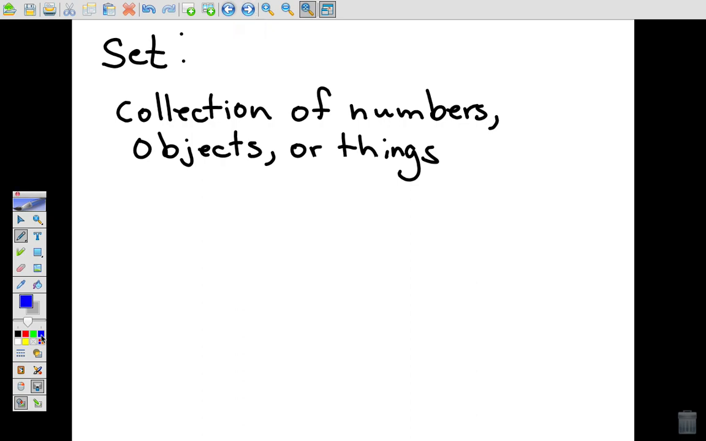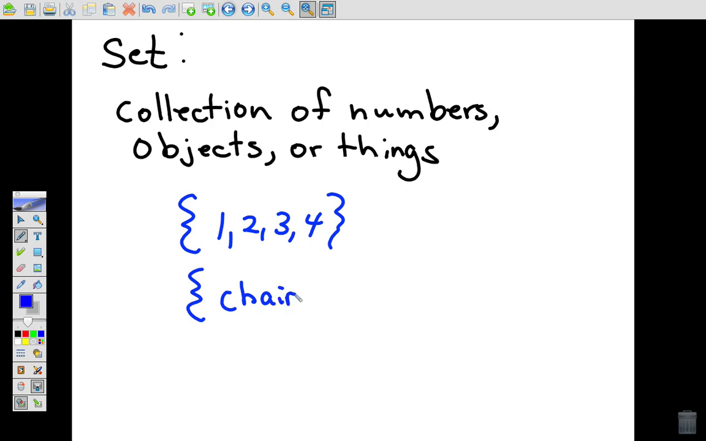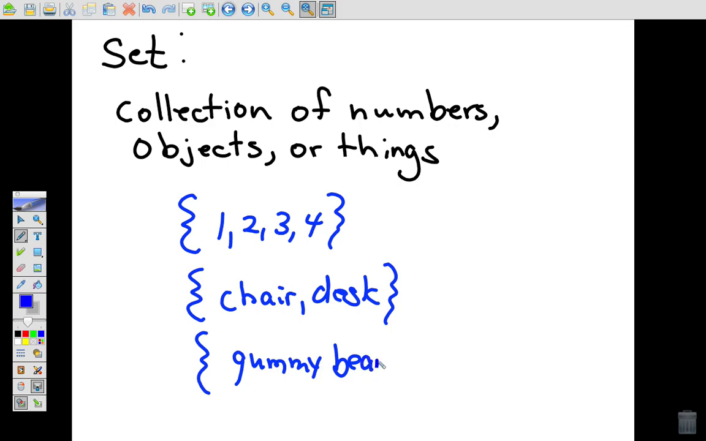So for example, say I have a set of numbers. Maybe I have 1, 2, 3, and 4. Or maybe I have a set of objects. Maybe there's a chair. Maybe there's a desk. Or maybe I have a set of things like gummy bears. And maybe Snickers. So really you can put anything in a set, can't you?